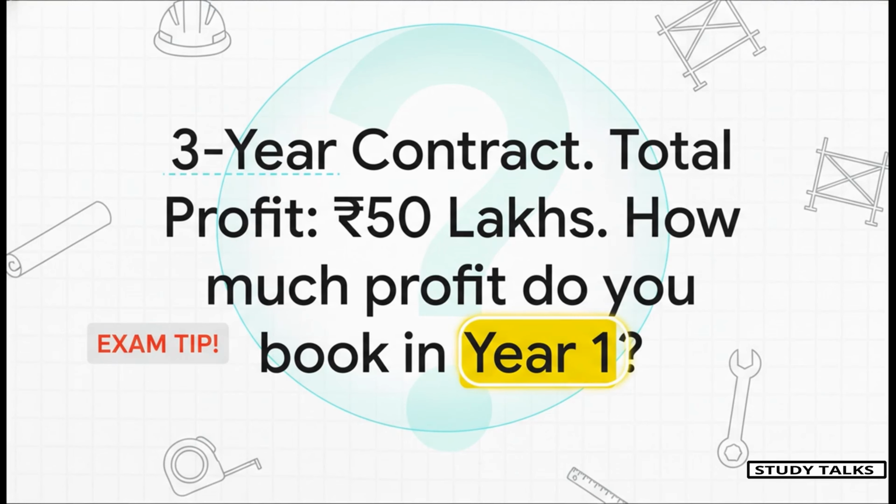All right, let's kick things off with a question you've probably seen a million times in your prep. Picture this. You've got a 3-year contract, and the total profit is a cool 50 lakhs. Now, the big question is, how much of that profit do you actually book in year 1? Go on, take a guess. What does your gut tell you?